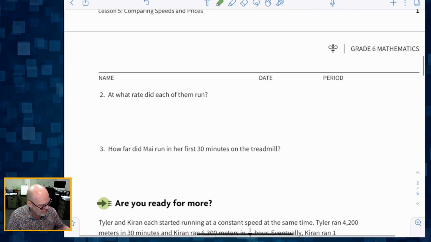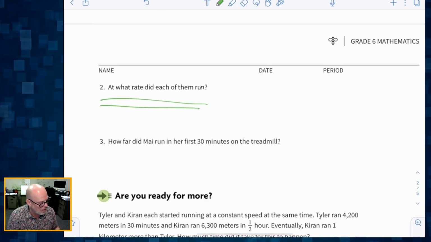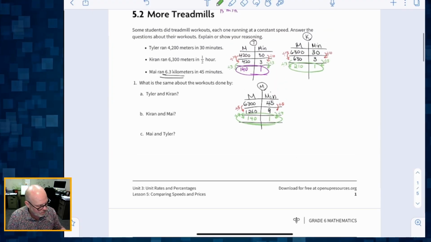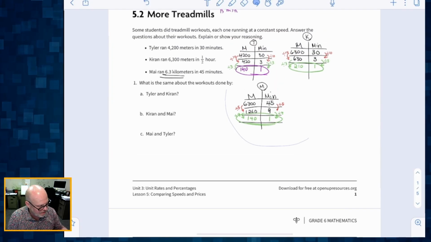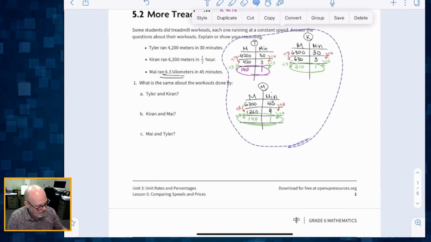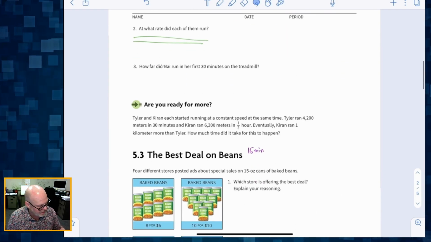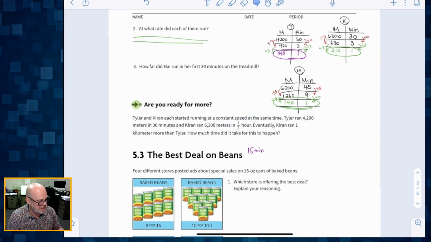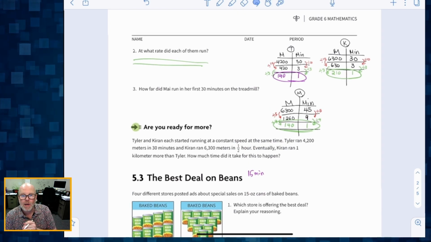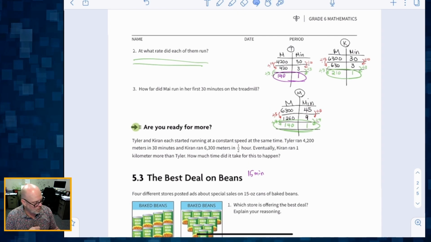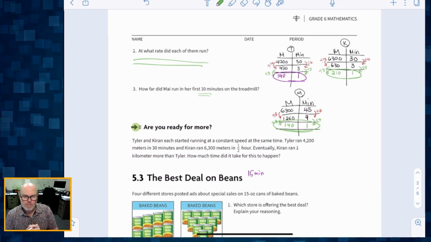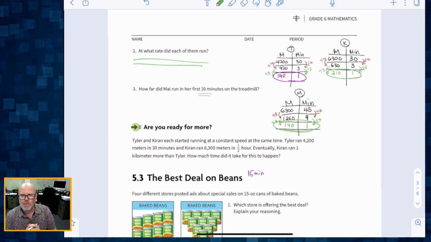And down here, at what rate did each of them run? Well, that's our answers over here. So we've got these answers, and I'm just going to copy them, and I'm going to paste them down here so that we could see them again. And then it says, how far did Mai run in her first 30 minutes on the treadmill? Right there. How far did she run in 30 minutes?